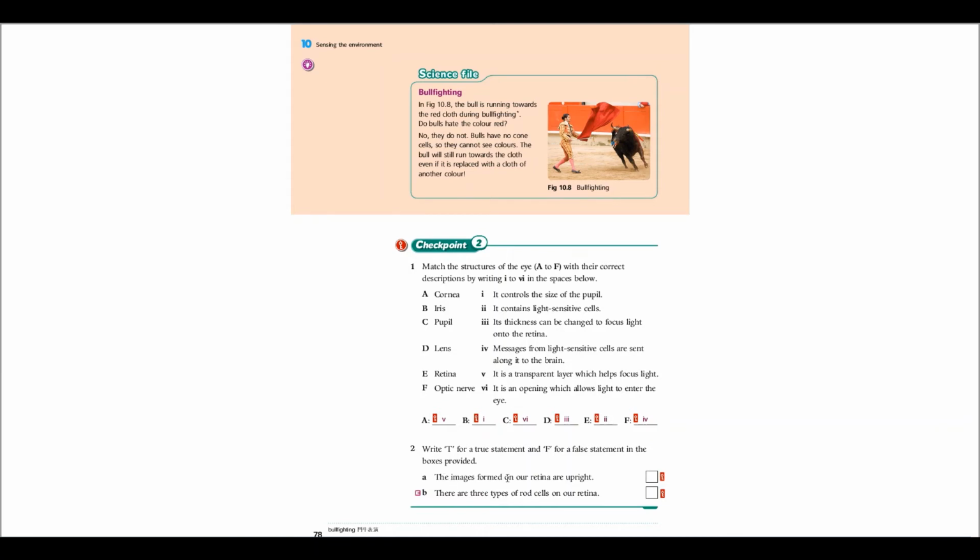So image form on our retina are upright, so it is false. Remember, image on the retina is inverted, and then when it is inverted, it's sent to the brain. The brain can know, oh, I should invert it again, so it becomes upright. Remember, inverted, not upright. There are 3 types of rod cells on our retina, so it is also false. Only one type of rod cells, alright? So this basically concludes checkpoint 2.